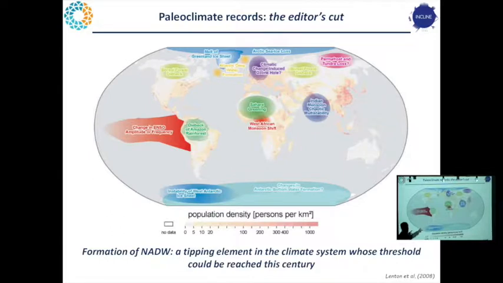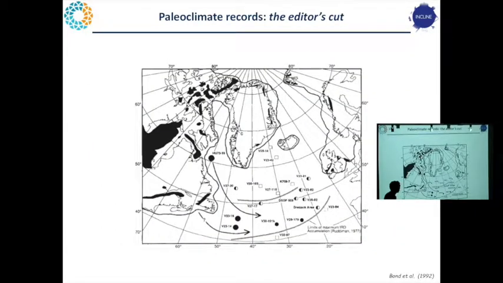So tipping elements are those features that if a certain threshold is surpassed, the climate will work significantly different than it did before. It's not a linear relationship, it's a threshold. So formation of North Atlantic deep water, a tipping element in the climate system whose threshold could be reached within this century. Well, this is very serious. There are different tipping elements in the climate system, and different authors list different elements. This is a very good suggestion from Lenton and co-authors.